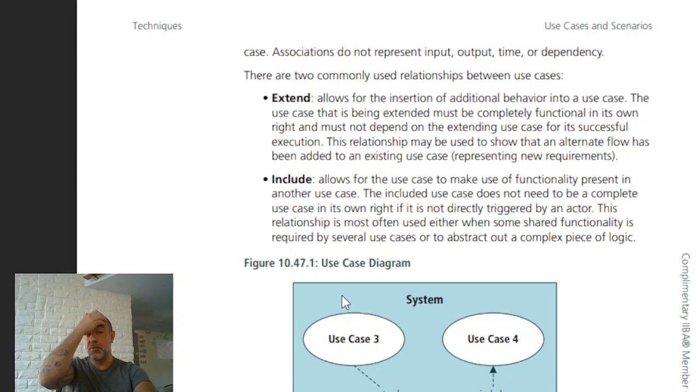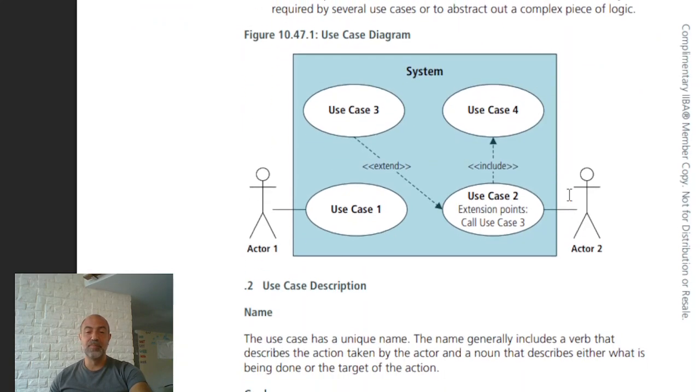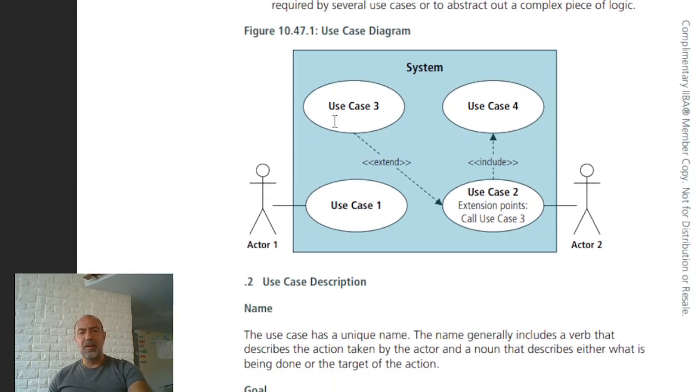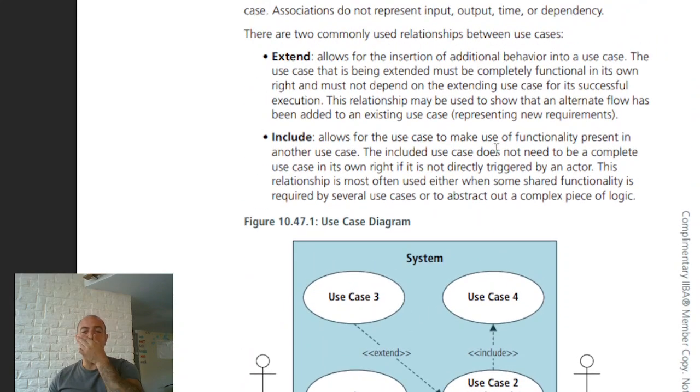There are two commonly used relationships between use cases. You extend and you include. Extend allows for an insertion of additional behavior into a use case. The use case that's being extended must be completely functional on its own. Yeah, I feel this is super basic, and everything kind of explains itself. Does this extend and this include? It's just because we wrote extend and include. So extend allows for an insertion of additional behavior into a use case. Include allows for the use case to make use of functionality present in another use case.